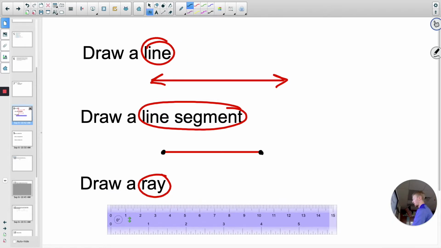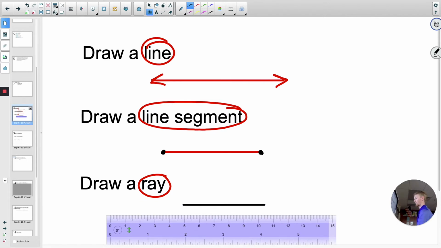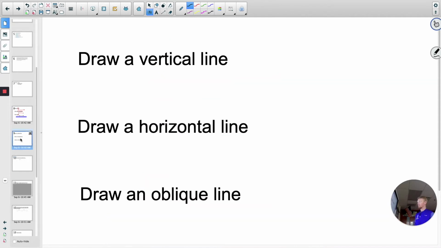And then lastly, we have a ray. A ray has one side that goes on forever and one side that has a stopping point. So it could go that direction. It doesn't matter which direction your ray goes, but it has one point that's stopped and one point that goes on forever. All right? Now, vertical lines, horizontal lines, and oblique lines.